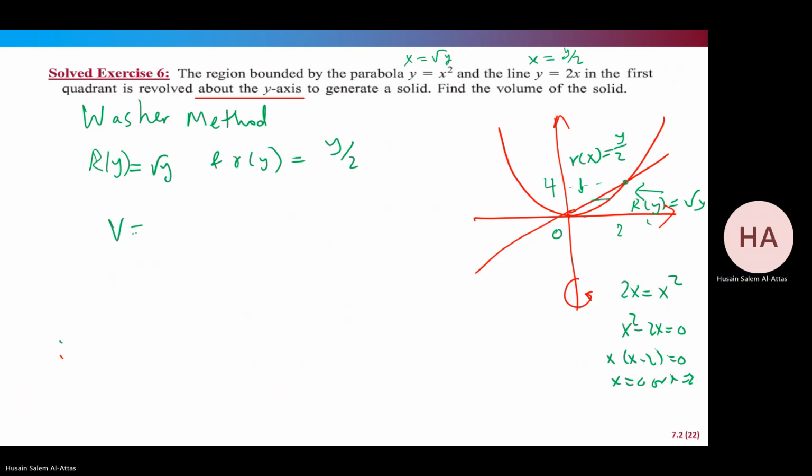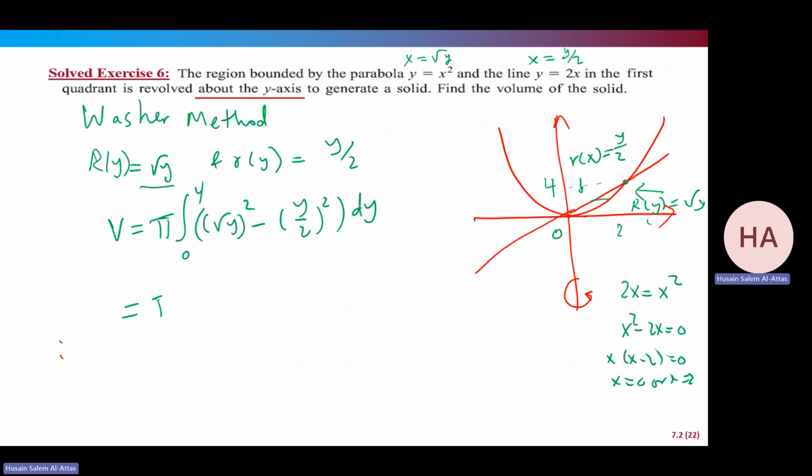So the volume will be pi integral from 0 to 4. What is it? It's capital R square minus small r square dy. Okay. That will be what? By easy one. From 0 to 4, y minus 1 over 4 y square dy. That gives me what? Pi times y square over 2 minus 1 over 12 y cubed from 0 to 4.